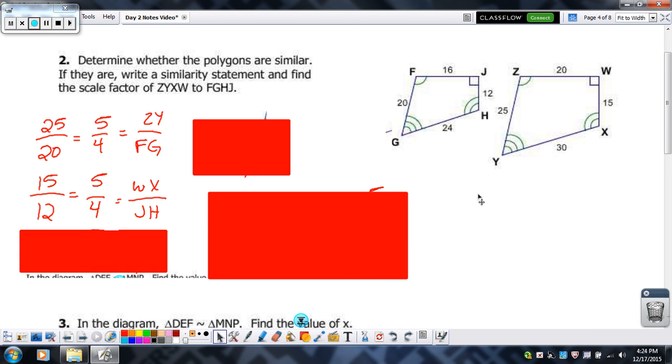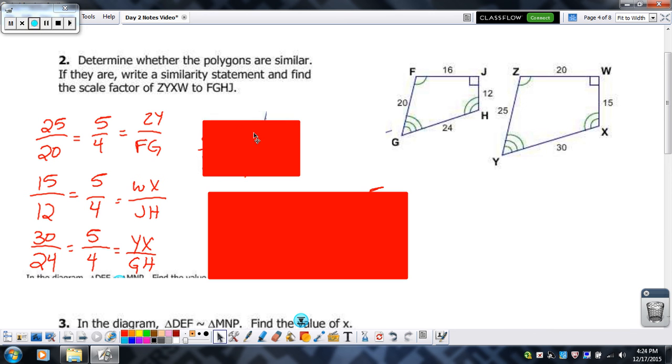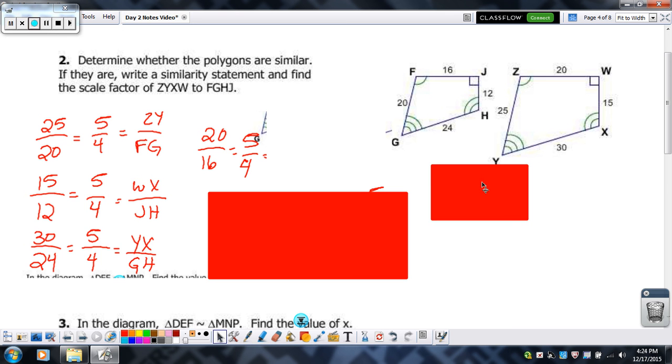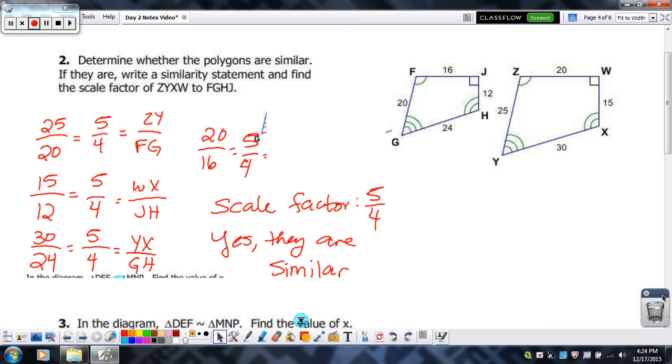Looking good so far. Next, I'm going to look at side YX, which is 30, and side GH, which is 24. 30 divided by 24 simplifies to 5/4. And then my last two sides, we've got 20/16, which again simplifies to 5/4. So since all of my sides have the same ratio, that means these shapes are similar, and the scale factor is 5/4, the ratio we just found.